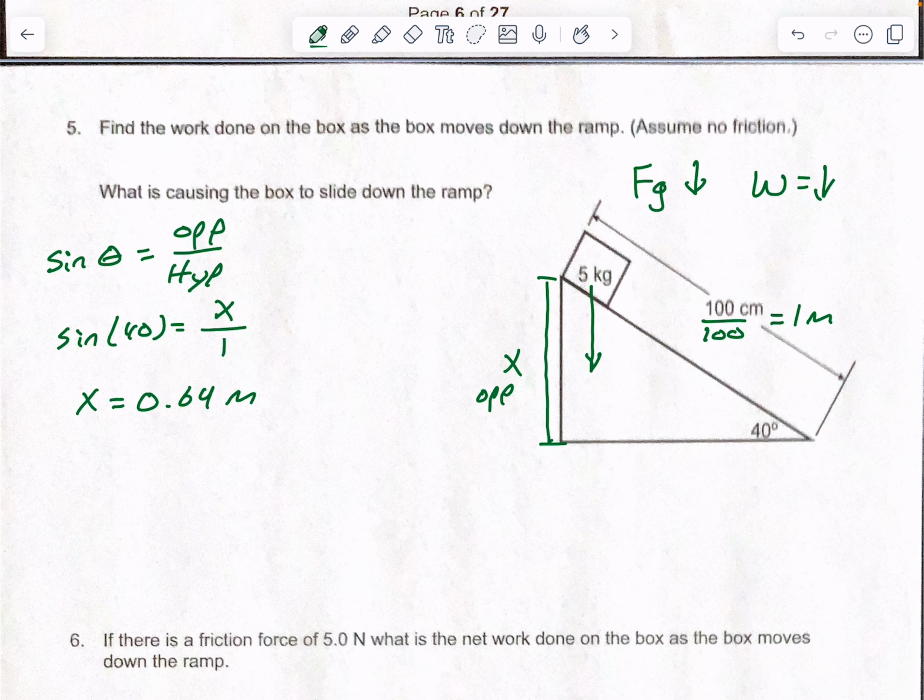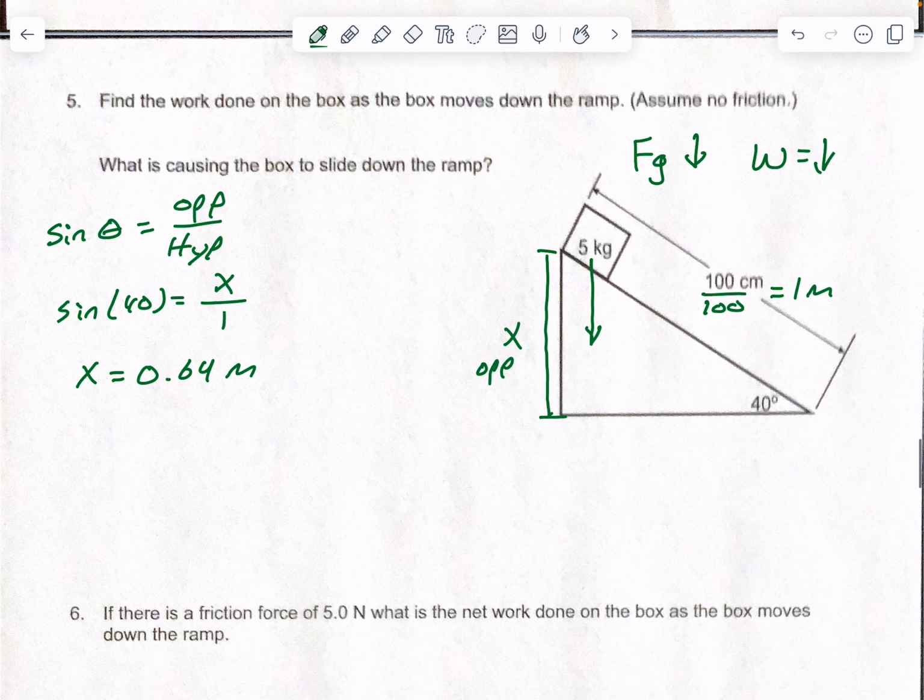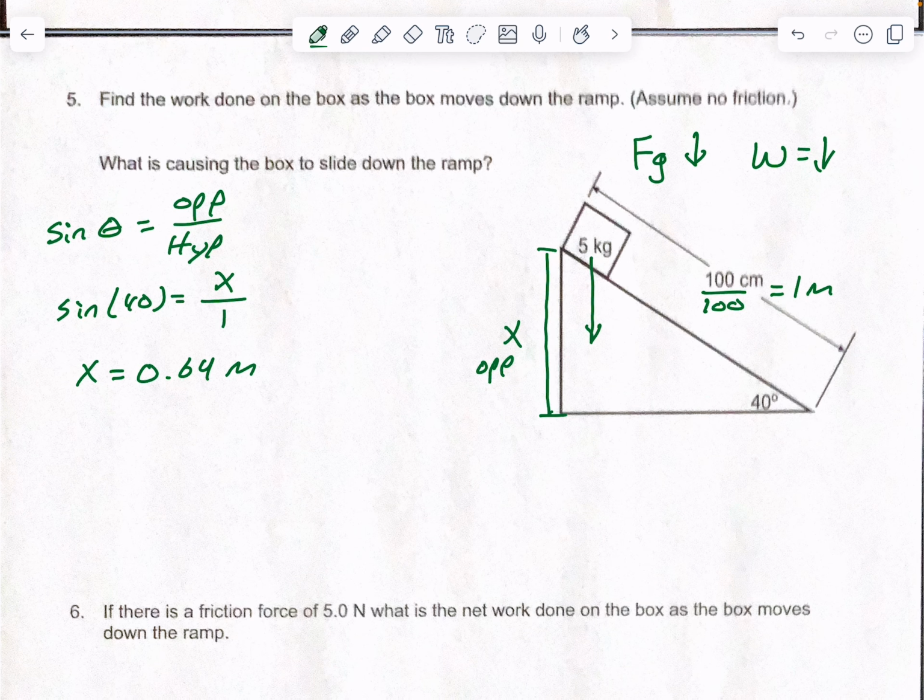Remember, work equals force times distance. Do I have a force? Nope. I do have a mass though. So remember, force equals mass times gravity. So we're going to take that 5 times negative 9.8, since gravity is doing the work here. That gives you negative 49 newtons.